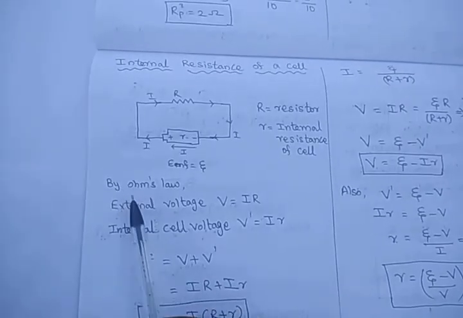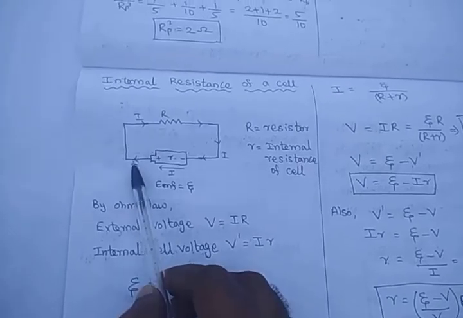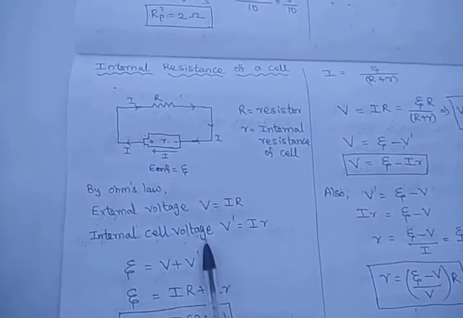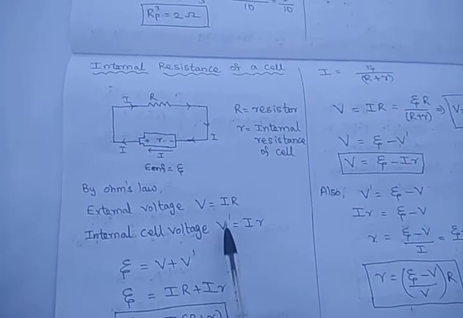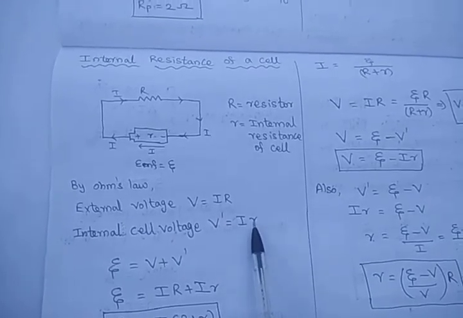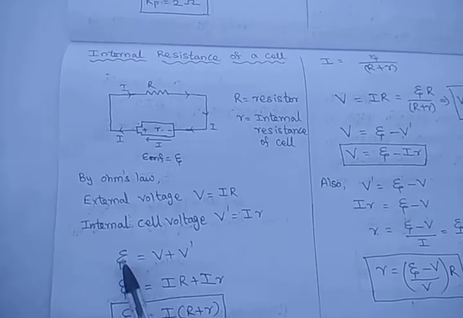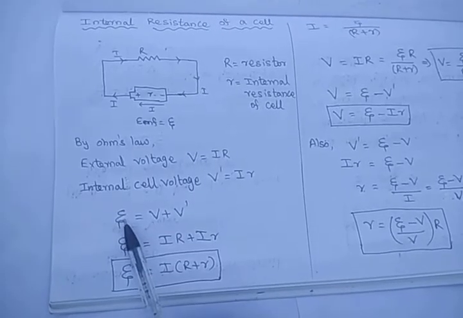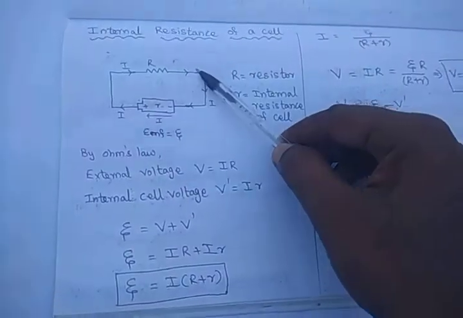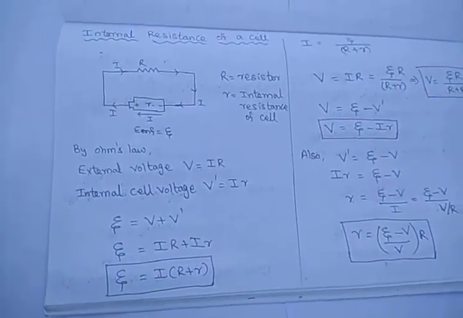According to Ohm's law, the external voltage can be determined as V is equal to IR, the product of current into resistance. But the internal cell voltage can be measured as V prime, which is equal to I into small r. So the EMF can be calculated as the sum of the external voltage and the internal voltage.